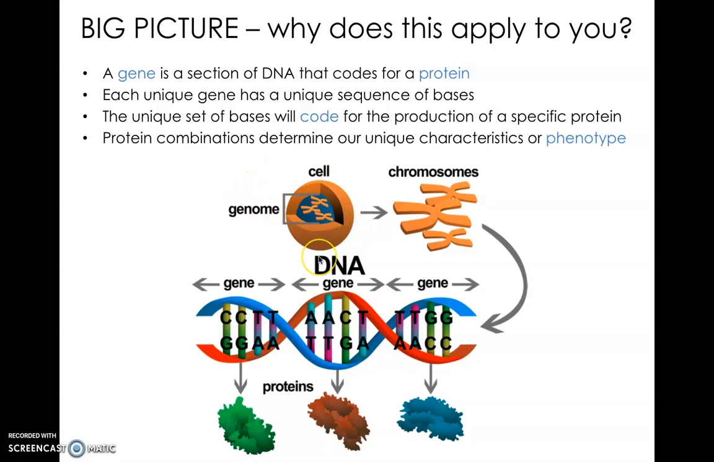Our genome is just the sum of all of our DNA, all of our genetic information. It's made up of chromosomes, and our chromosomes are made up of tangled DNA and all these other structures that we'll get to a little bit later in the year.